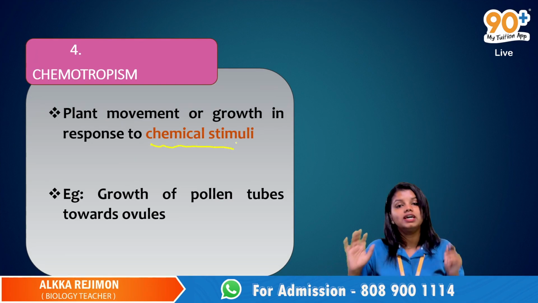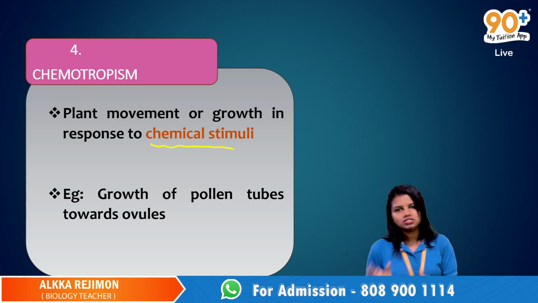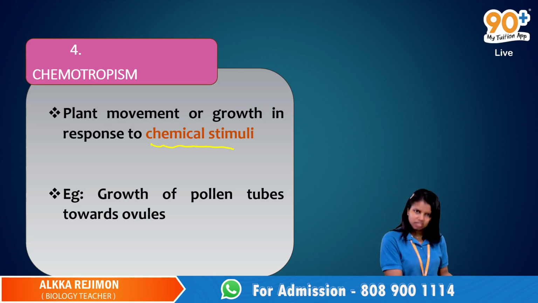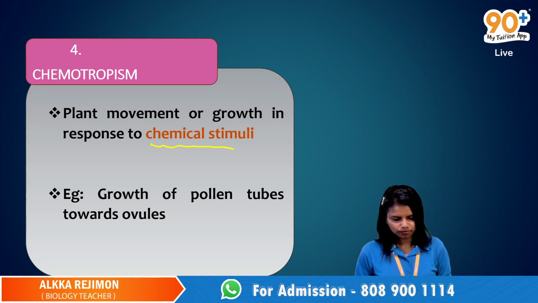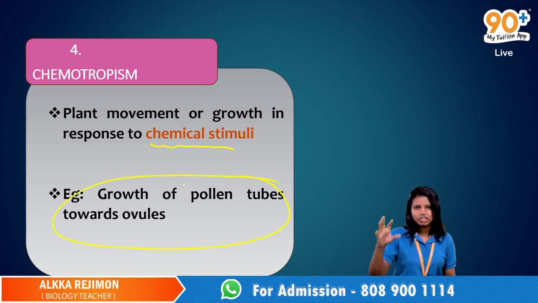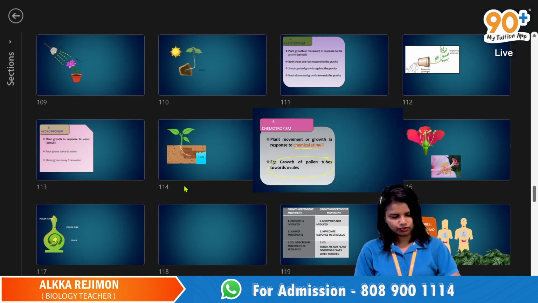And finally, you have chemotropism, which is the plant growth or movement in response to a chemical. So wherever the stimulus is chemical, the plant movement or growth in response to a chemical stimulus is called chemotropism. A pretty good, classic example for chemotropism is the growth of pollen tubes towards the ovule.